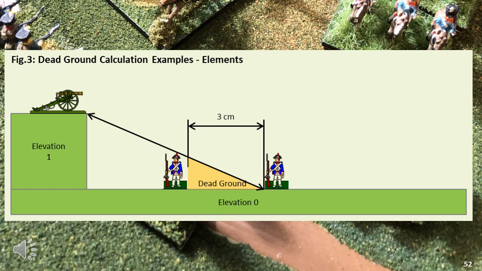Elements on a higher elevation can see over elements on lower elevation, allowing them to conduct fire combat against them. As with line of sight over terrain, the elements being looked over have a dead ground behind them. For simplicity, this is 3 centimetres in all cases, or one base width. In this example, the artillery can conduct direct fire against the infantry on the right, firing over another infantry element.